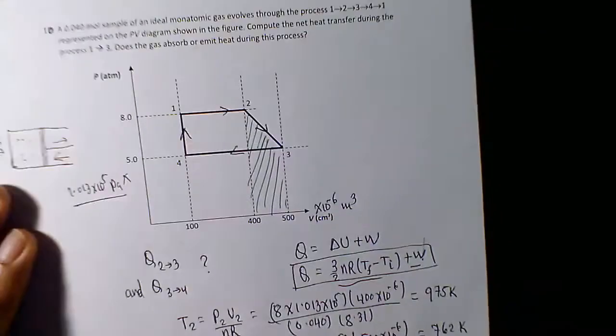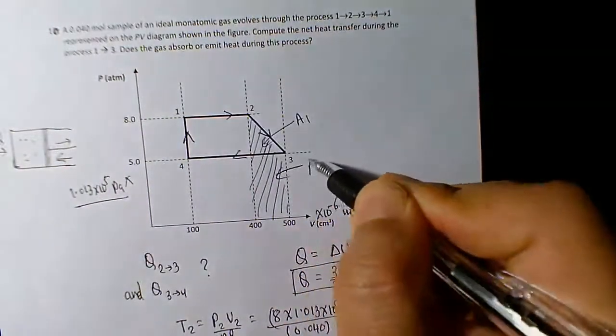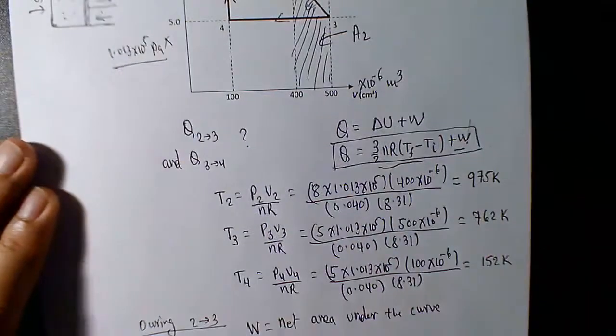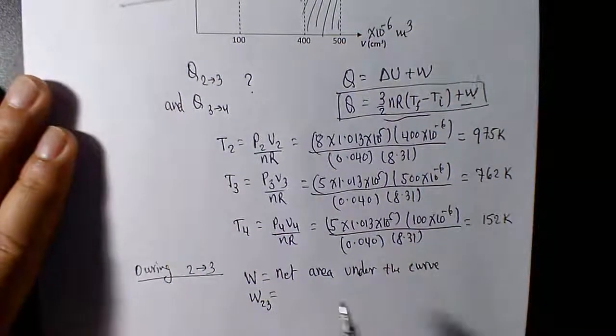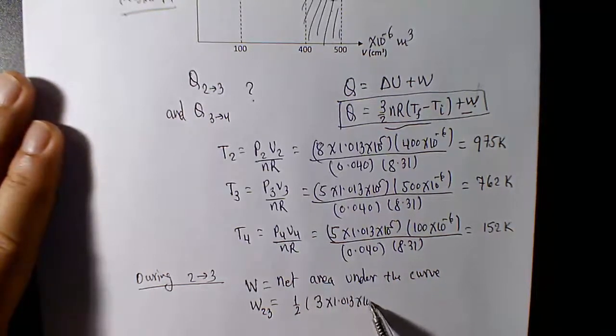That's going to give you the work, and this is again the area. Let's divide it into A1 and A2. A1 is the triangle area, and A2 is the rectangle area. So just like before, this is the area or work done during the 2-3 process, which is A1 plus A2. So A1 is 1/2 height times base. Height is 8 minus 5, 3 atmospheric pressure, so 1.013 times 10 to the power 5 pascals.